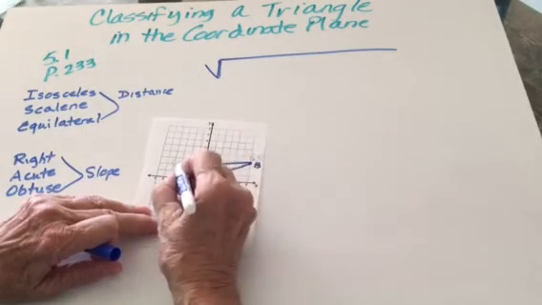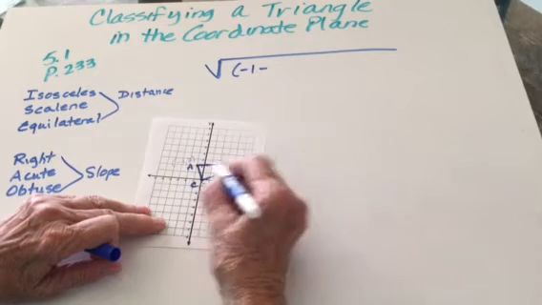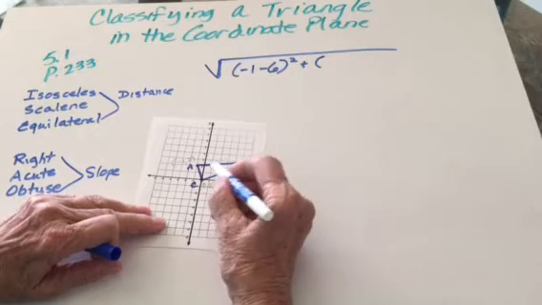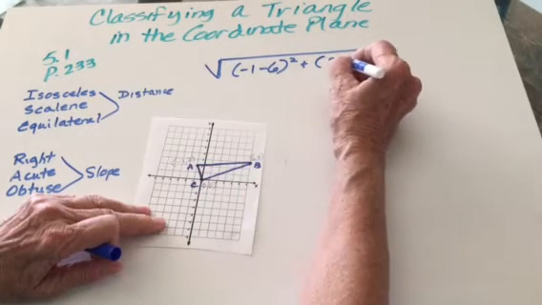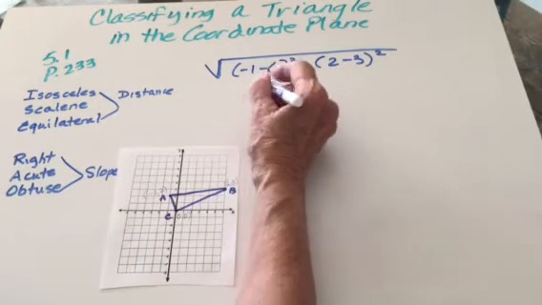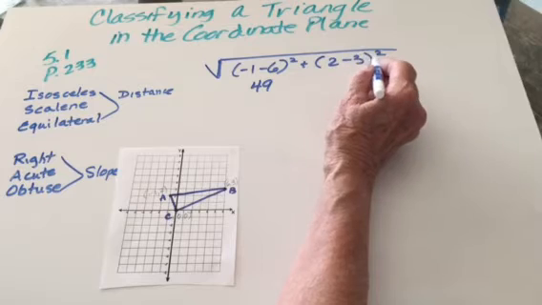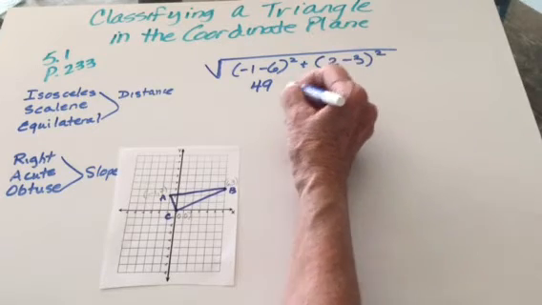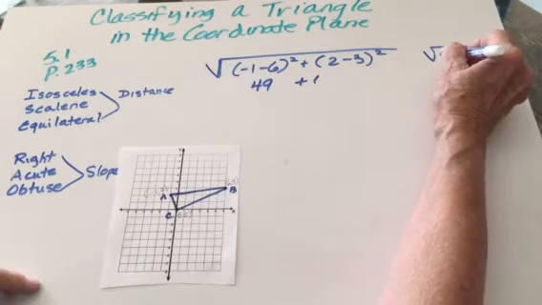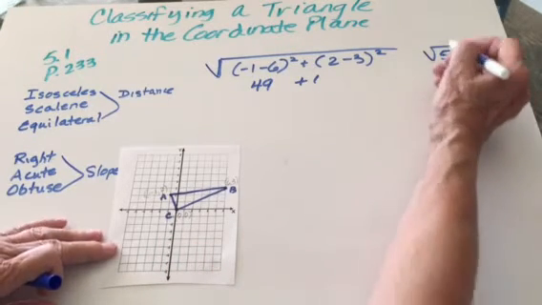Okay. So I have x here, so I'm going to go -1 minus 6 squared plus 2 minus 3 squared. All right, now that's going to be -7 squared is 49. This is 2 take away 3 is -1. -1 squared is 1. So this first answer is radical 50. And I'm not even going to worry about reducing that for right now. All right, so that's from A to B.